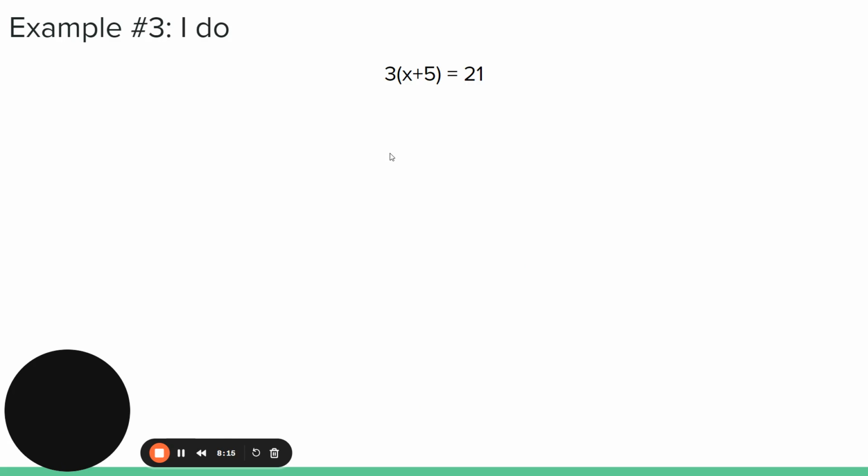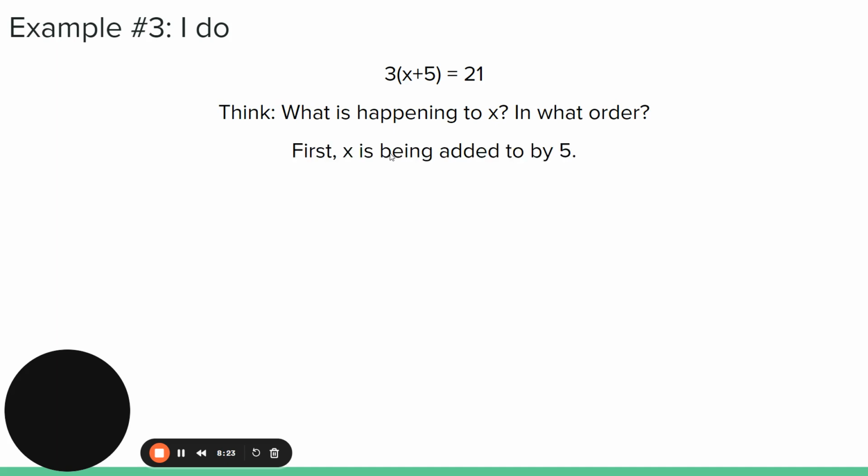3 times, in parentheses, x plus 5 equals 21. So now let's think, what's happening to x and in what order? First, x is being added to by 5. And the reason why is because inside the parentheses, x is being added by 5. So that's how you can indicate what is going first. Then x is being multiplied by 3.